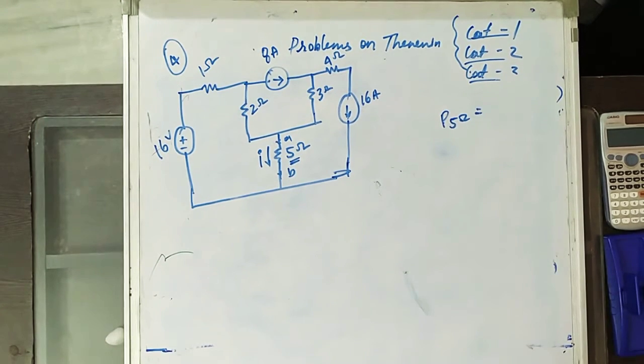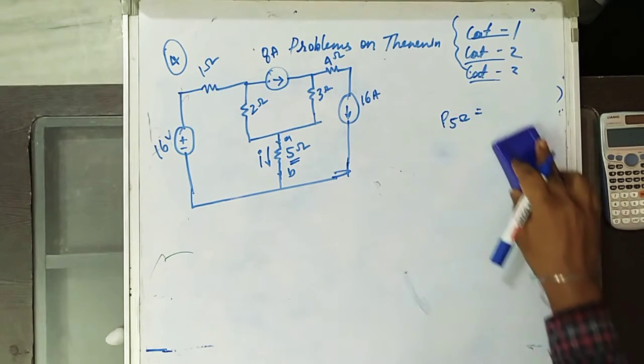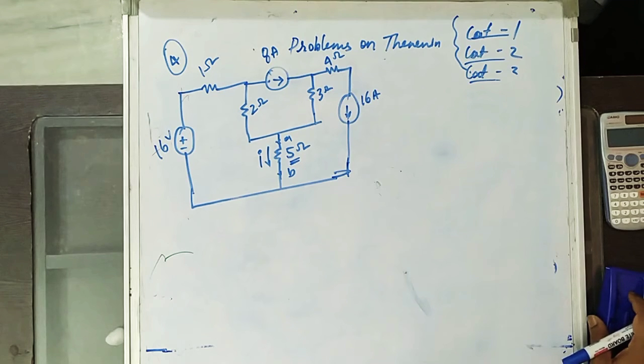Good afternoon, guys. Today we'll solve a few problems based on Thevenin equivalent and Norton equivalent circuits. So this is a category 1 sum. This question asks to find the power loss in the 5 ohm resistance by the Thevenin equivalent circuit.